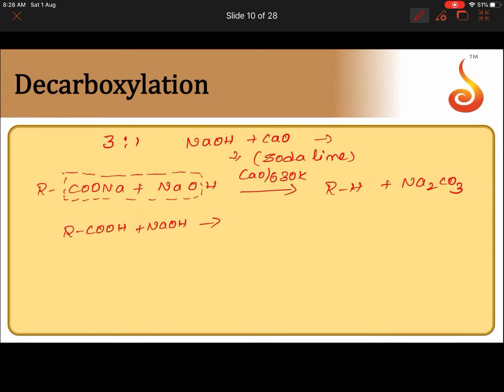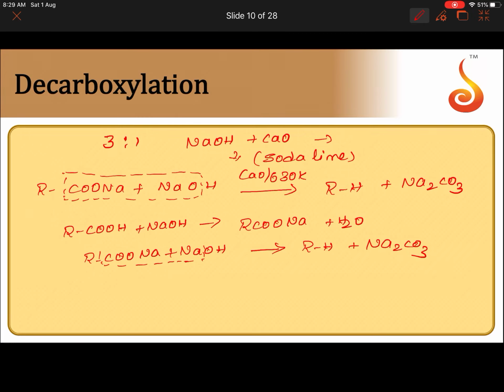First, carboxylic acid is treated with sodium hydroxide. So what will I get? Acid reacts with base to form salt and water. This sodium salt of carboxylic acid again reacts with sodium hydroxide to form hydrocarbon and Na2CO3.